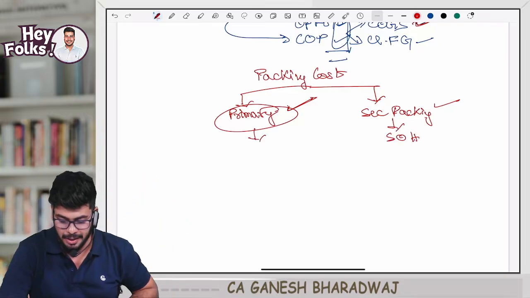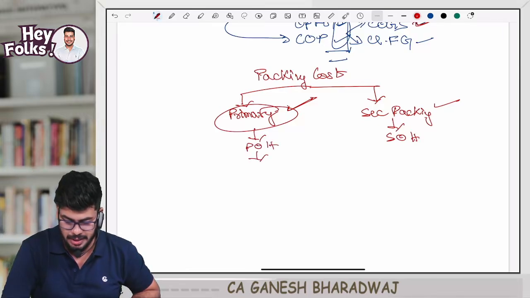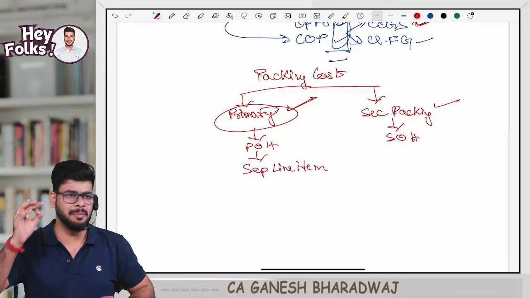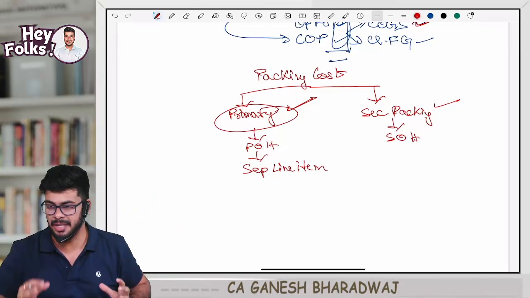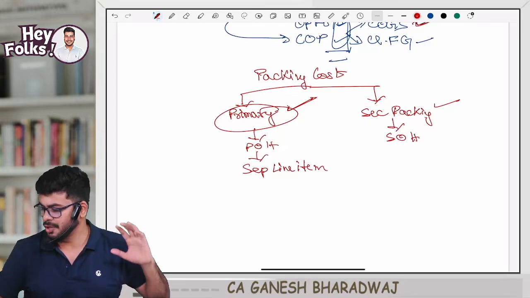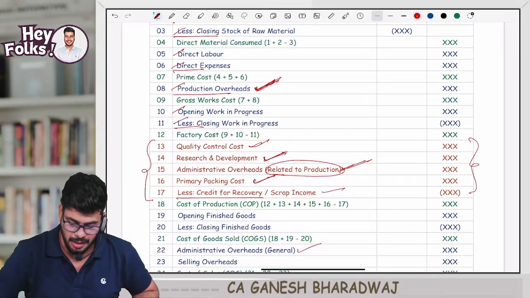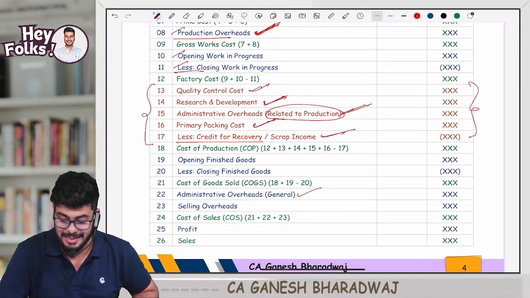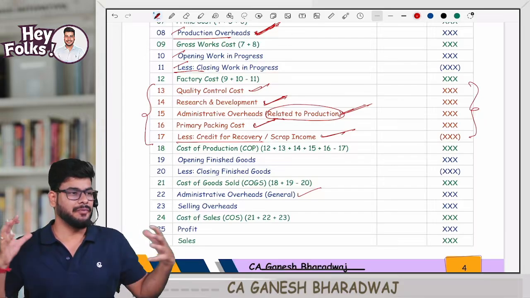So primary packing cost should ideally form part of your POH, but what the institute wants you to do is put it as a separate line item. Remember this Coke example? The primary packing cost comes under a separate line item, manufacturing area. Your secondary packing comes under your selling and distribution overheads. Are you all able to understand this? Yes, fine. And finally, you have one more thing called scrap income. Now, when I am producing, I incur full costs, right?